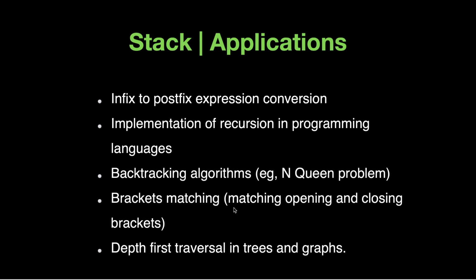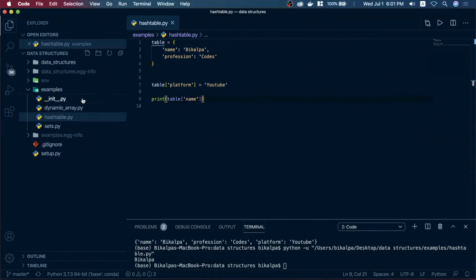We can see the brackets matching problem. That means if we have opened a bracket, then there should always be a closing bracket. So that check can be done with the help of stack. I will show you how later on. And then the depth first traversal in trees and graphs is implemented using stack. I will also show you this in code, and visually also, how we can do depth first traversal in trees and graphs. So let us go on to implement the stack now.